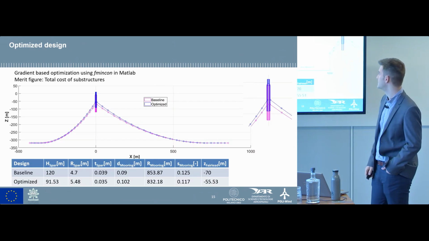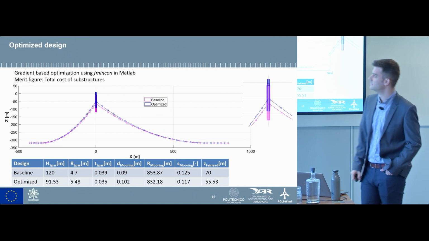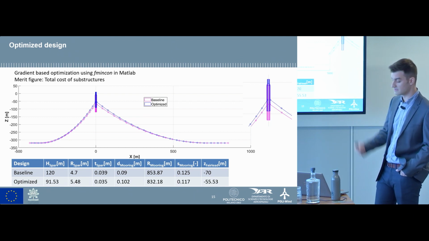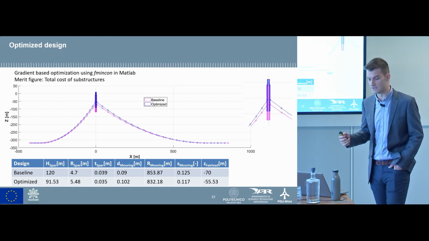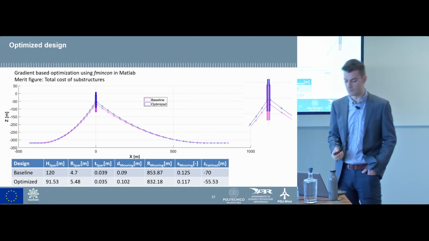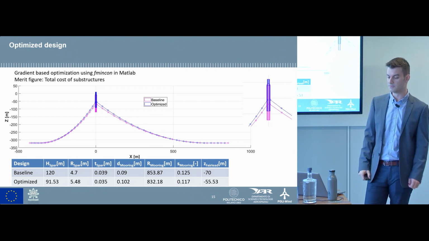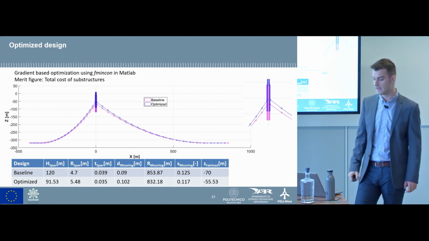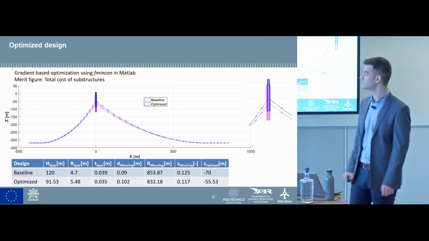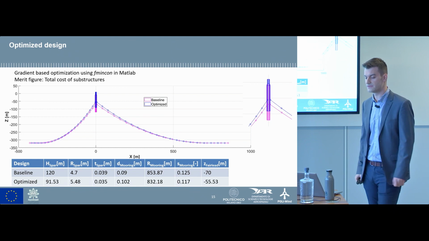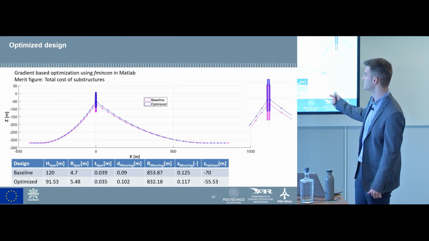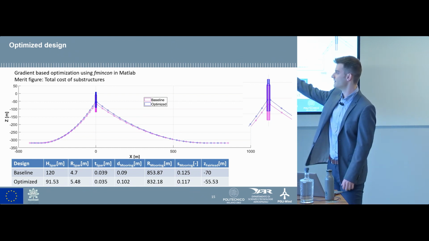And here we can see the optimized design, which is a result of the optimization function fmincon, which is a gradient-based optimization function in MATLAB. And we used the total cost of the substructure as a merit figure. So we are trying to minimize the total cost of everything you see here.